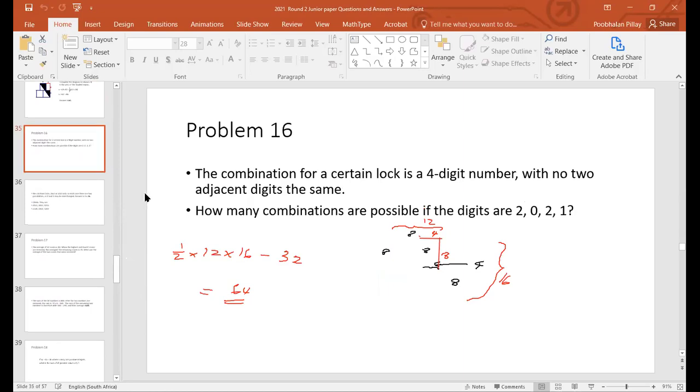We go on to problem number 16 now. Now, the combination of a certain lock is a 4-digit number with no two adjacent digits the same. Now, these kinds of problems are non-routine, but we have done some problems where we were counting, and hopefully some of that can be used in what we are doing here on how to count.